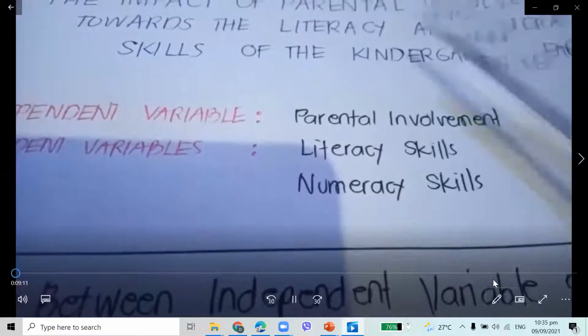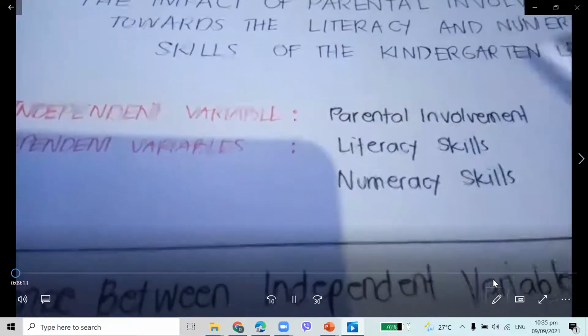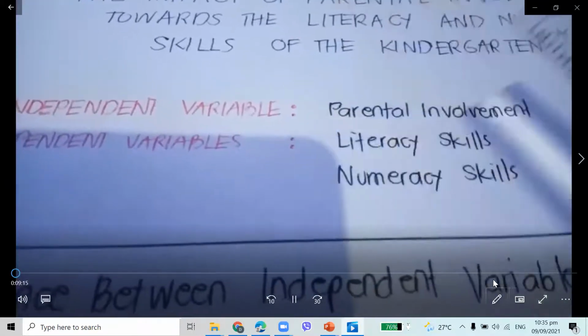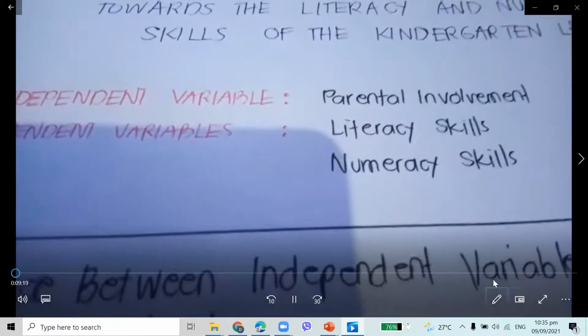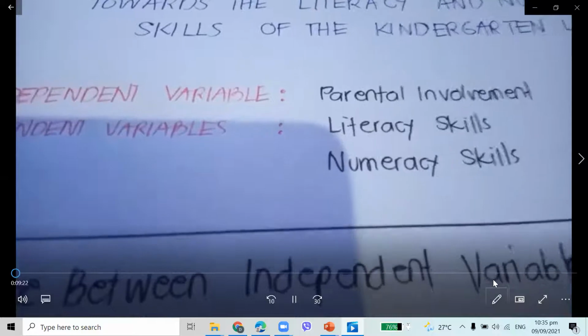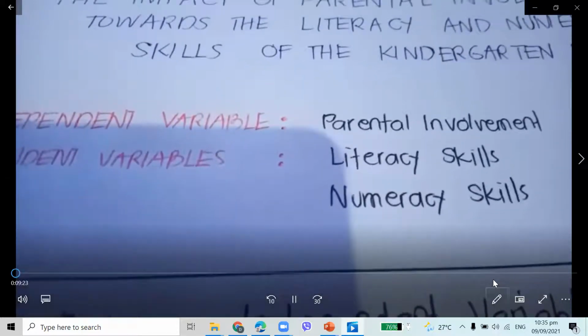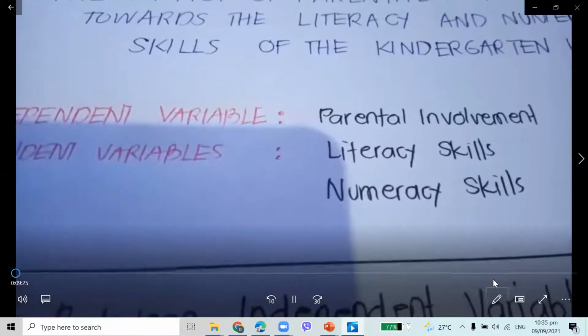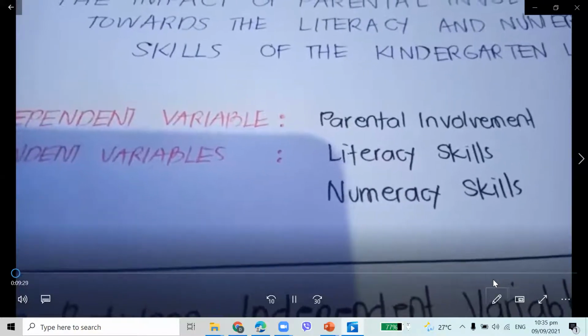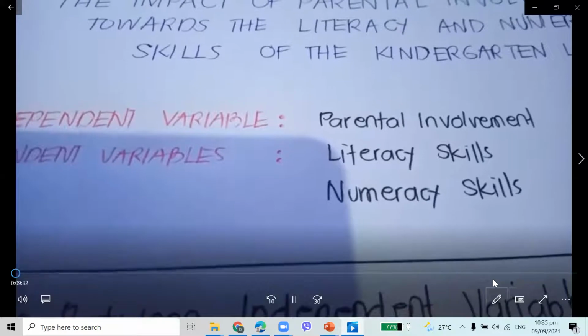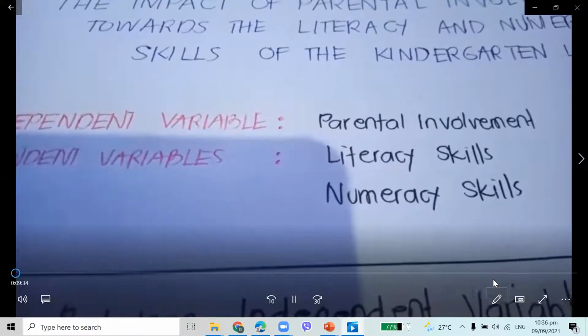So, for example, parental involvement is our independent variable since this is the cause. So, how involved are the parents towards the literacy and numeracy skills of their children, or their kids? Do they have high involvement or do they have low involvement?